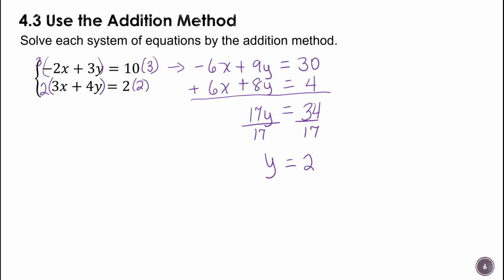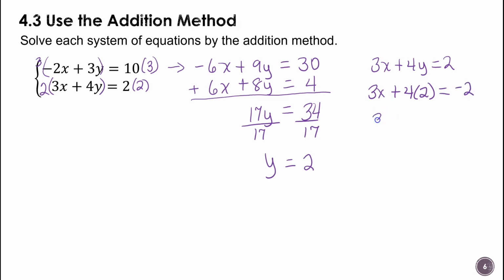All right, so now we're going to take another equation. So 3x plus 4y equals 2. It doesn't matter. You can use the first equation. You can use the second equation. Usually we go back to the original equation when we do this, but it would be okay if you used the negative 6x plus 9y equals 30 or the other one. Going back to the original equation, just make sure that you didn't have a mistake somewhere. So we're going to substitute in for y: 3x plus 4 times 2. Remember, 2 goes in for y.